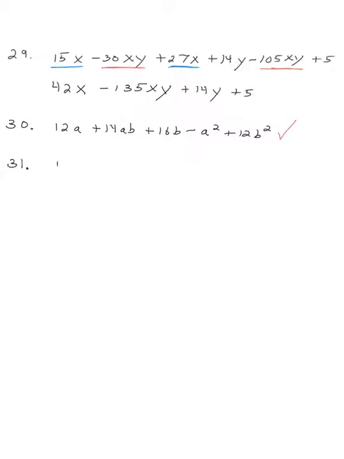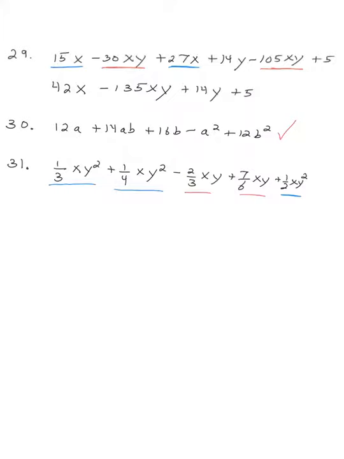For 31, I have 1/3 xy squared plus 1/4 xy squared, that's already looking good, minus 2/3 xy plus 7/6 xy plus 1/2 xy squared. Okay, here we have an xy squared, another xy squared, and at the very end, another one. There's actually 3 xy squared, so we can combine all those together. And then the other two terms are both xy, so I can combine those.